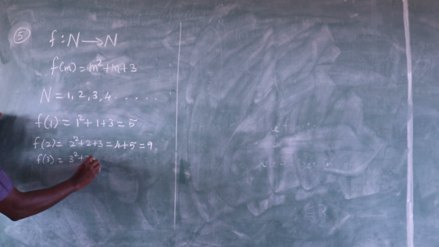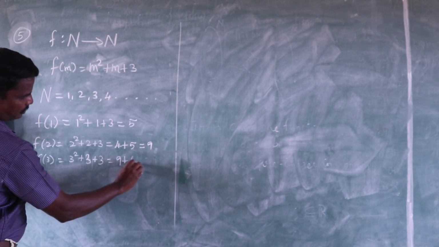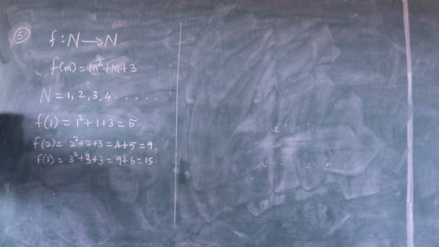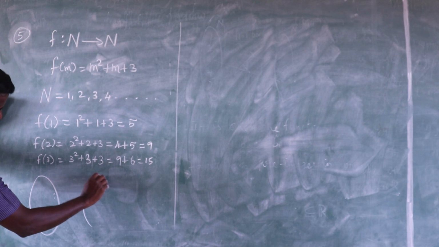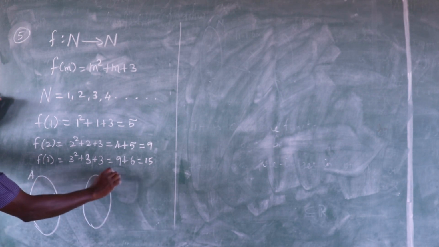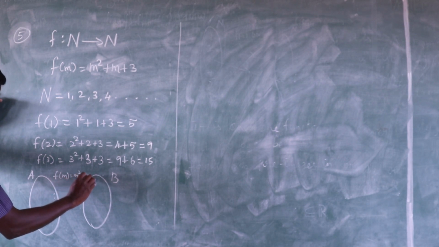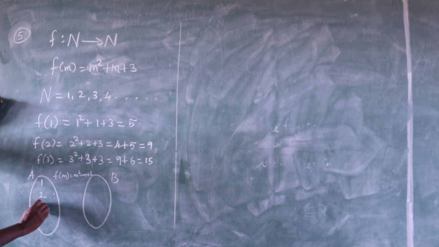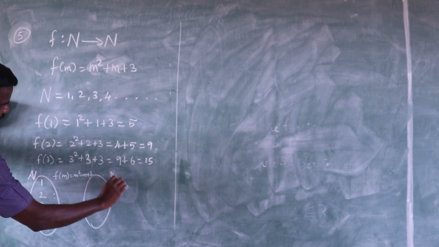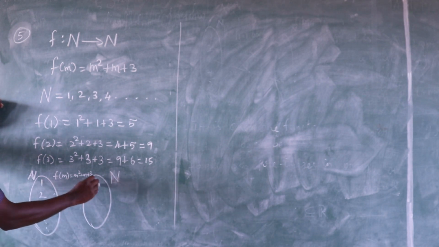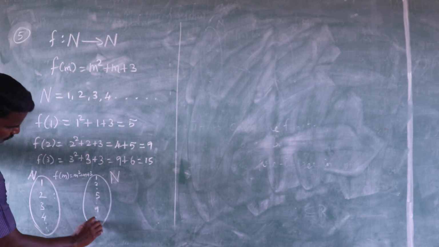3 square plus 3 plus 3, 9 plus 6 is equal to 15. It's also, and so on. So you can draw an arrow diagram. A, B, f of m equal to m square plus m plus 3, 1, 2, 3, 4 and so on. So not A, B, even n to n only. You can write n to n. Here also 1, 2 and so on, 5 and so on, 9 and so on, 15 and so on.